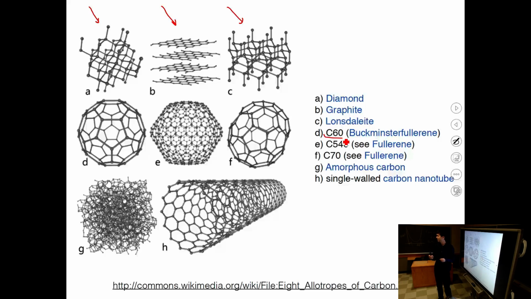Looks exactly like a soccer ball, where you put the vertices of the soccer ball where carbons are. But there are also more complicated ones, like C540. It's a huge molecule, 540 atoms, or C70, which has more atoms than C60. So that's very interesting. These fullerenes are very interesting. We're not going to talk about them today, but they've been the subject of a lot of studies.